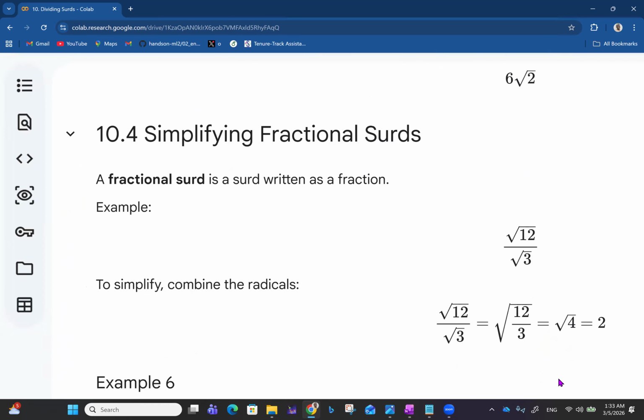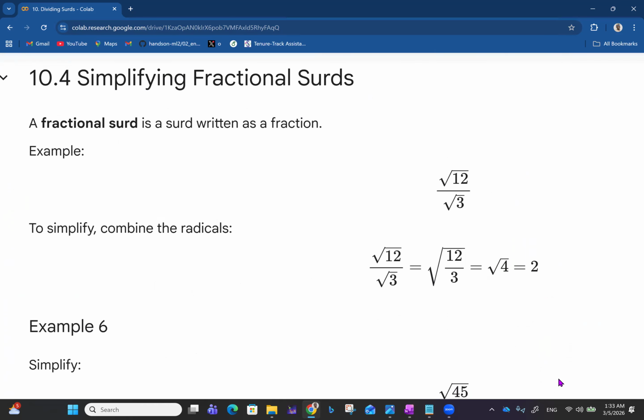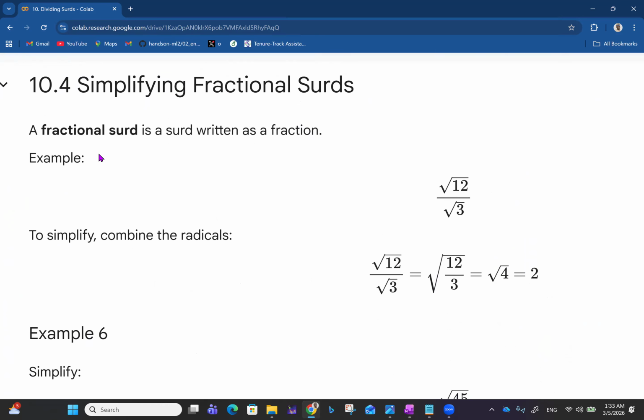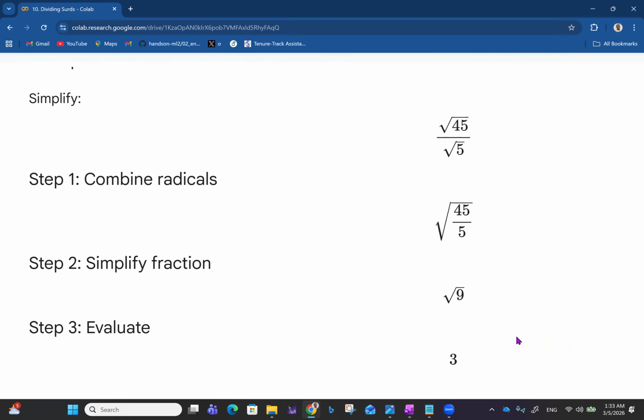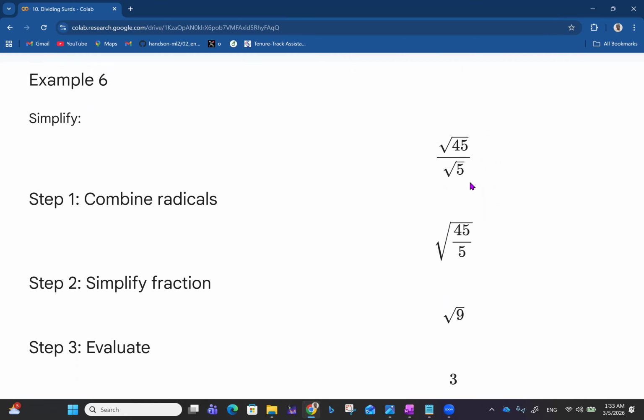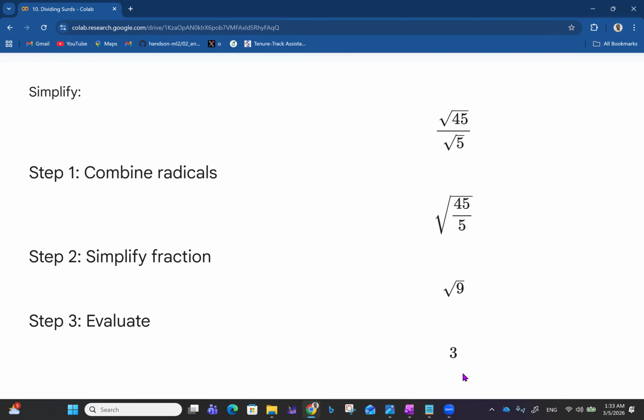Then you can also simplify fractional surds, right? Because we are dividing, as you know. A fractional surd is a surd written as a fraction. That's root 12 over root 3, which is root 12 over 3, which is the square root of 4, which is simply 2. So a fractional surd is written in that form. What of this one now? You have root 45 over root 5. That's root 45 over 5, which is square root of 9, because 45 over 5 is 9, and square root of 9 then is 3.